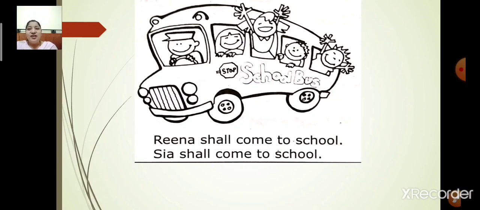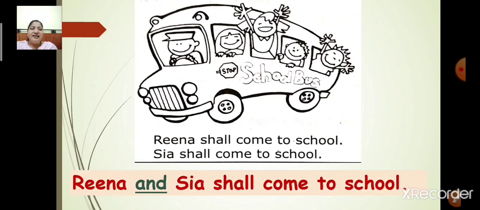Okay. Now children, while writing answer, you will join the two different names by using and then continue with remaining part that is similar in between both of them only one time. So children, let us see the answer. Reena and Sia shall come to school.